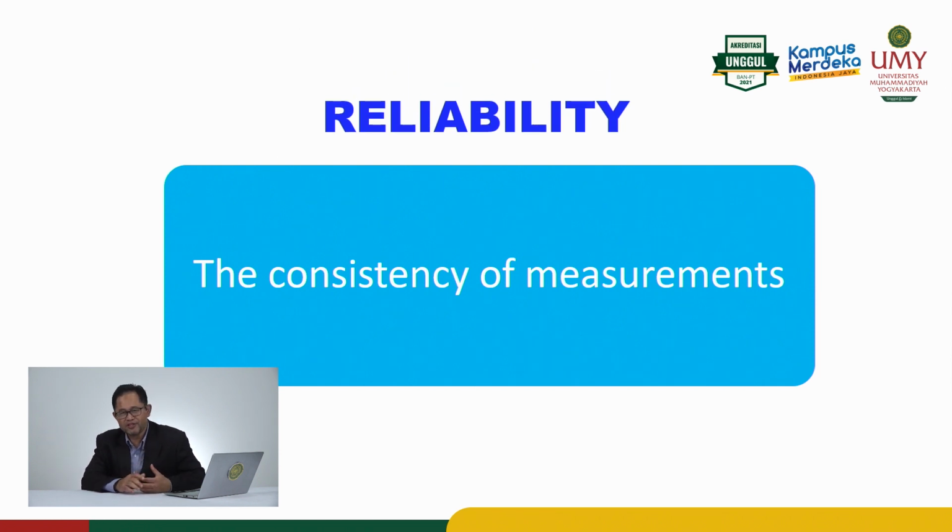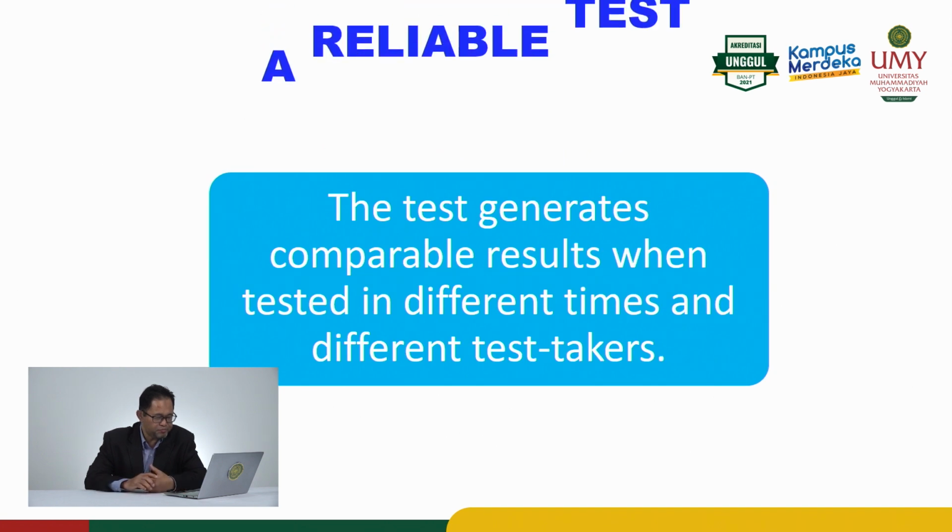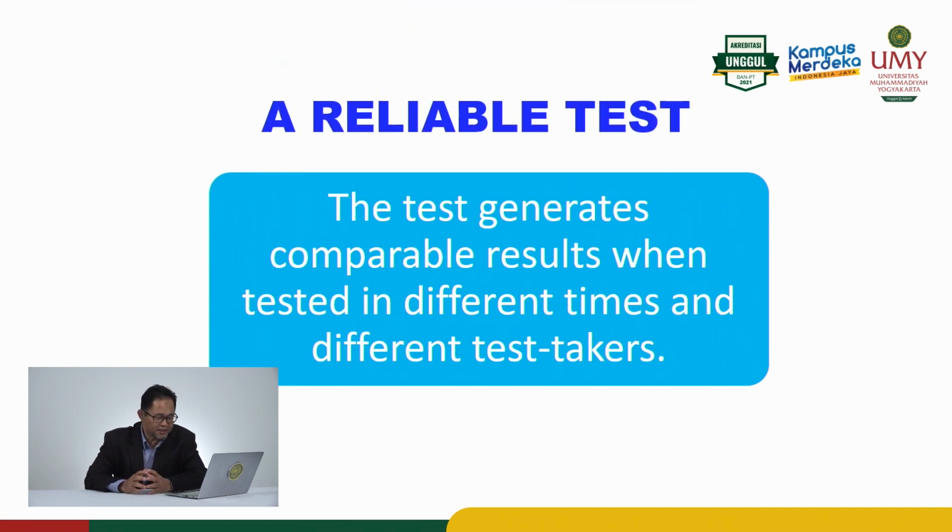Now we would like to talk about the second goodness of an instrument. In order to be good, the instrument must be reliable. What is reliable? Reliable is the consistency of the measurement. What does it mean? It means that if you have a reliable test or reliable instrument, the instrument can generate comparable results when tested at different times and with different test takers.